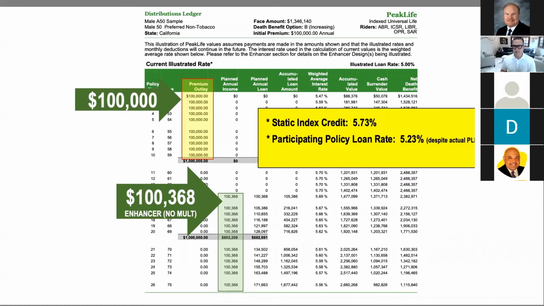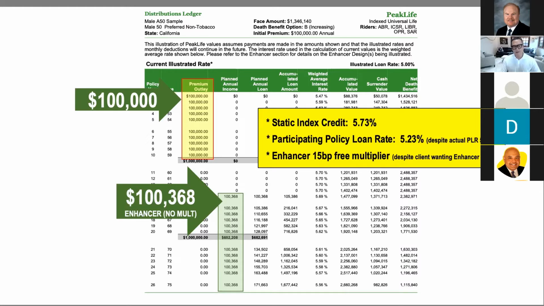In the carrier illustration, it is showing a participating loan rate of just 50 basis points less than that, despite the fact that the actual participating loan rate is only 5%. And on top of that, we already talked about that, right? It has the quote unquote free multiplier that gives you a 15 basis point bump on the index credit.